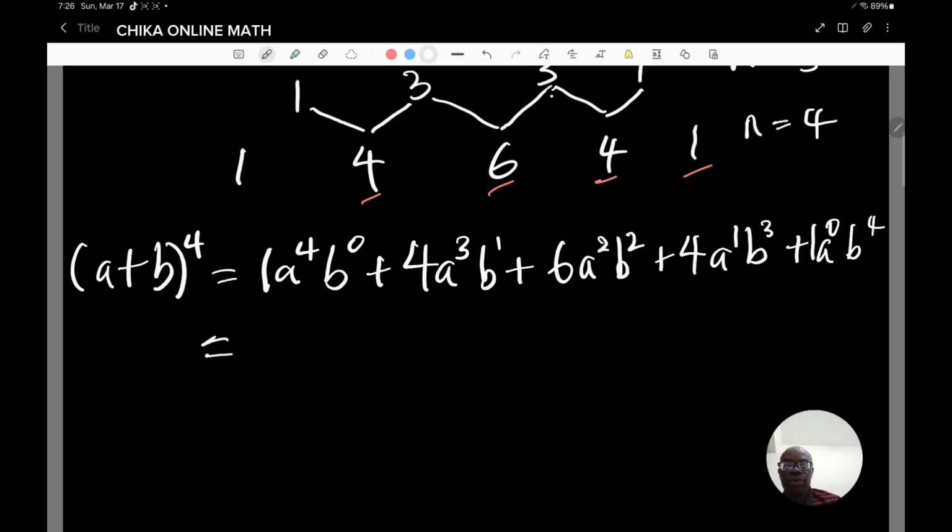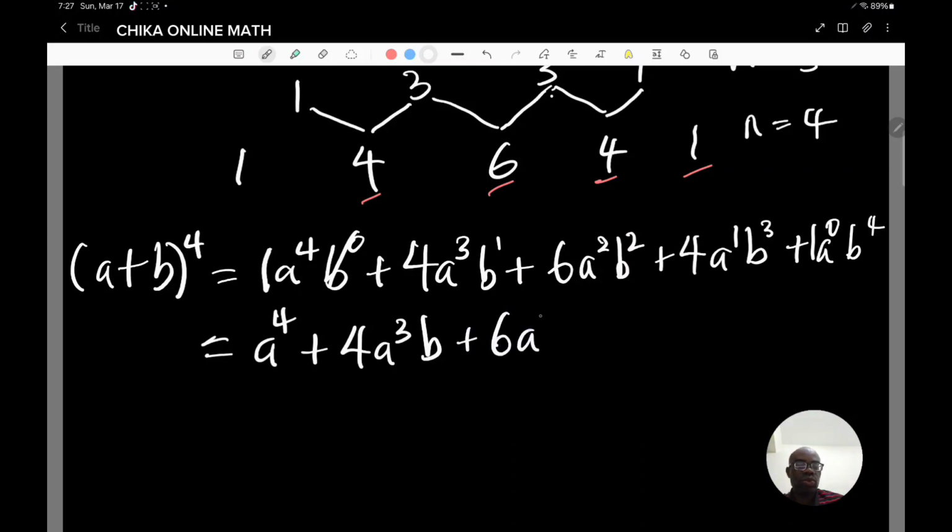So if we simplify further, b raised to power 0 gives us 1. So we have 1 times a raised to power 4 times 1, so a raised to power 4, plus 4a cubed b, plus 6a squared b squared, plus 4ab cubed. Then for the last one, a raised to power 0 is 1, so 1 times 1 is still 1, and 1 times b to the 4 is b to the 4. So it's plus b raised to power 4.